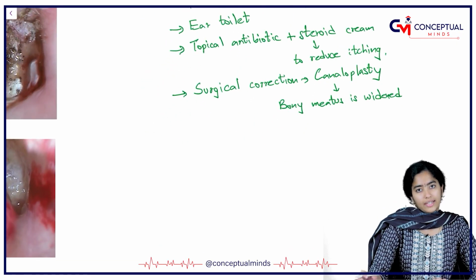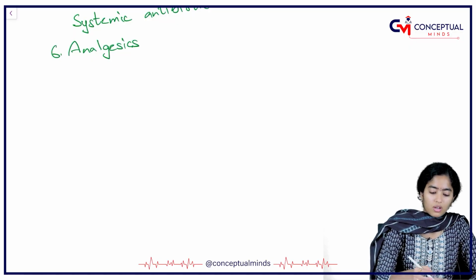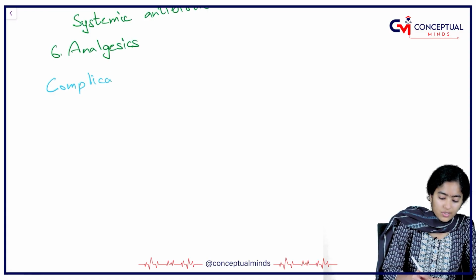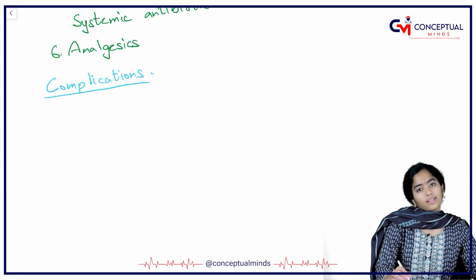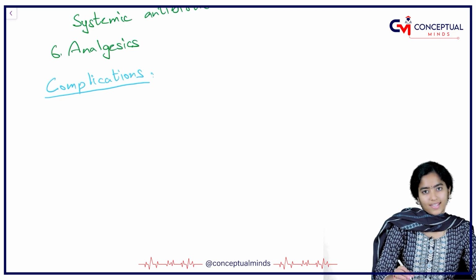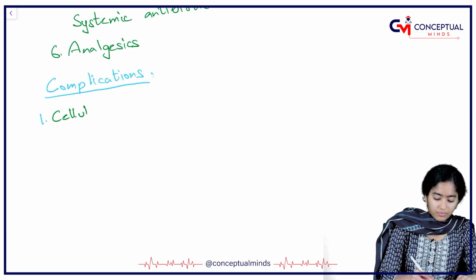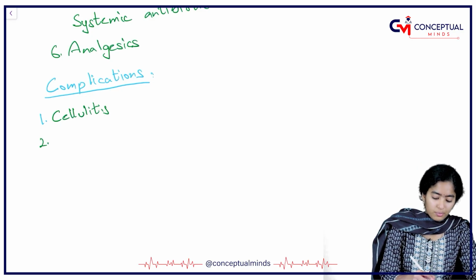Now this is how we treat the conditions, but in spite of our best efforts, sometimes complications do occur. And now let us study about the complications that can occur in diffuse otitis externa. One is cellulitis can occur. Perichondritis can occur, that is inflammation of the cartilage.